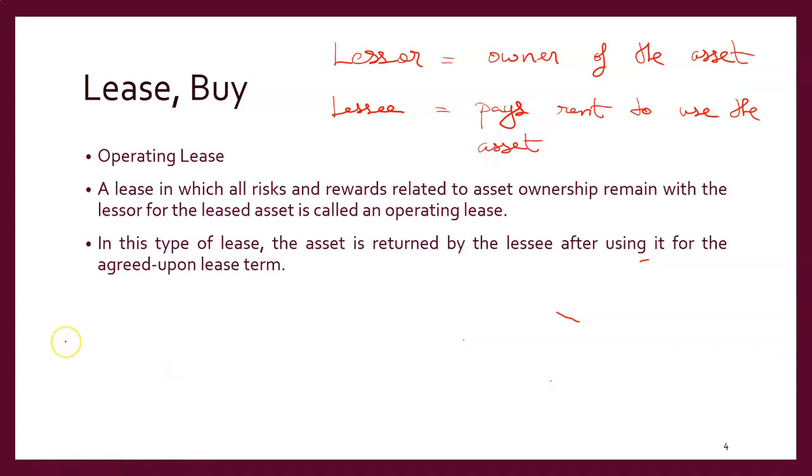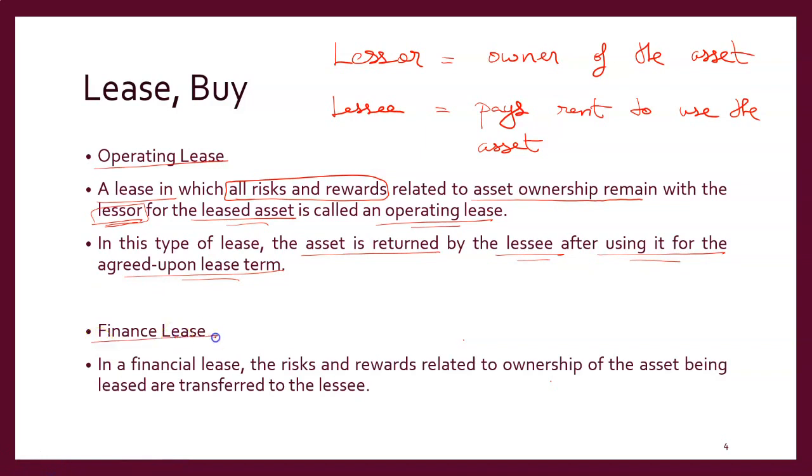So we'll start discussing the types of lease. Now we look at the operating lease. A lease in which all risks and rewards related to ownership remain with the lessor for the leased asset is called an operating lease. All the risks and rewards refer to any income produced by the asset or any damage that occurs to the asset, which have to be borne by the owner of the asset, the lessor. In this type of lease, the asset is returned by the lessee after using it for the agreed upon lease term.